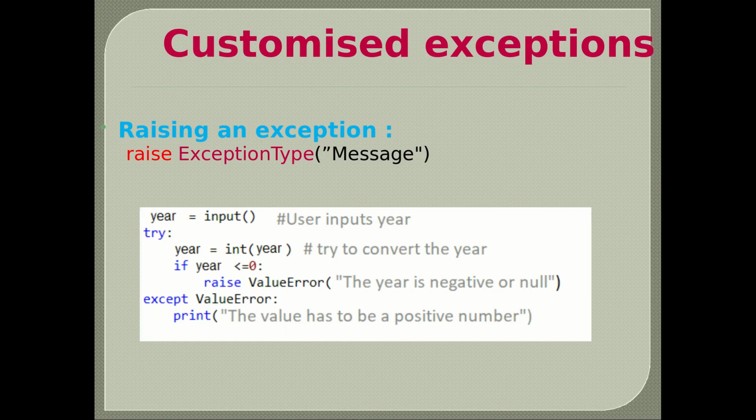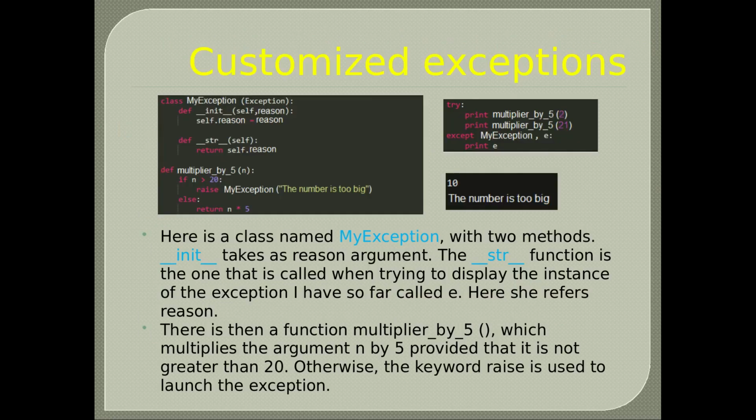Here is a class named MyException with two methods. __init__, surrounded by double underscores, takes reason as an argument. The __str__ function is the one that is called when trying to display the instance of the exception, which I have so far called e. Here it refers to reason. There is then a function multiplier_by_5, which multiplies the argument n by 5, provided that it is not greater than 20. Otherwise, the keyword raise is used to launch the exception.